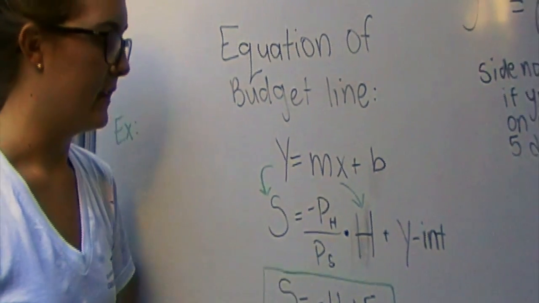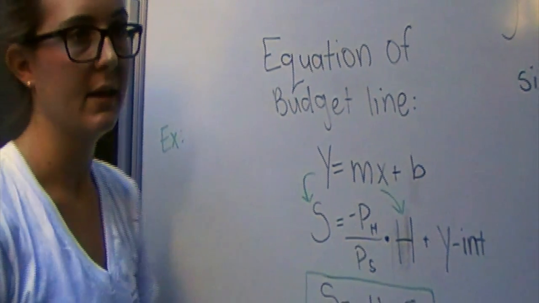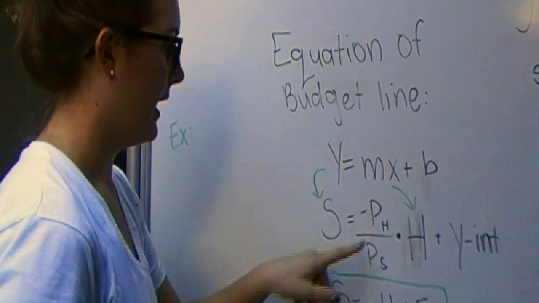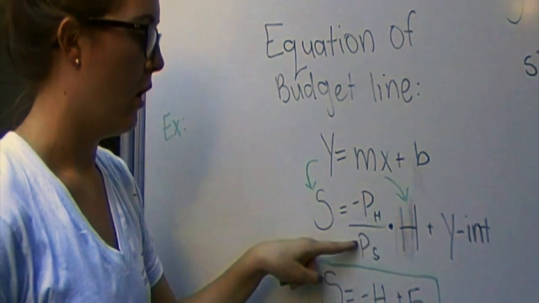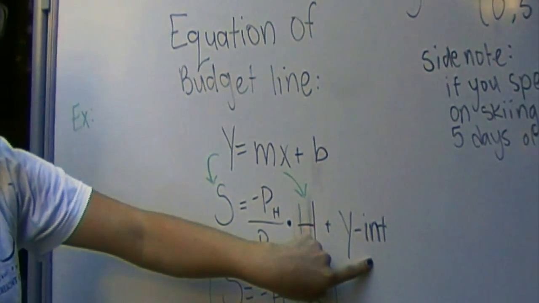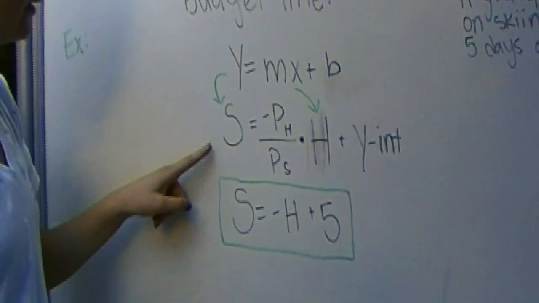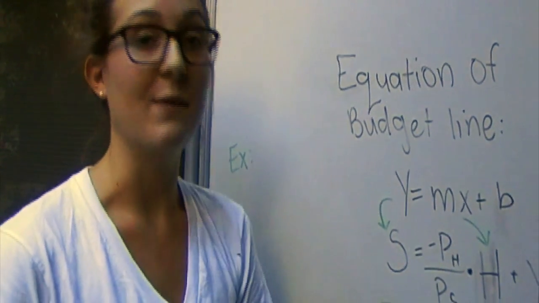For any given budget line, the slope is also negative. So instead of rise over run, it's actually run over rise. And we have here the negative price of horseback riding over the price of skiing times horseback riding plus the y-intercept. And this simplifies to S equals negative H plus 5. And that's the simplified equation of our budget line.